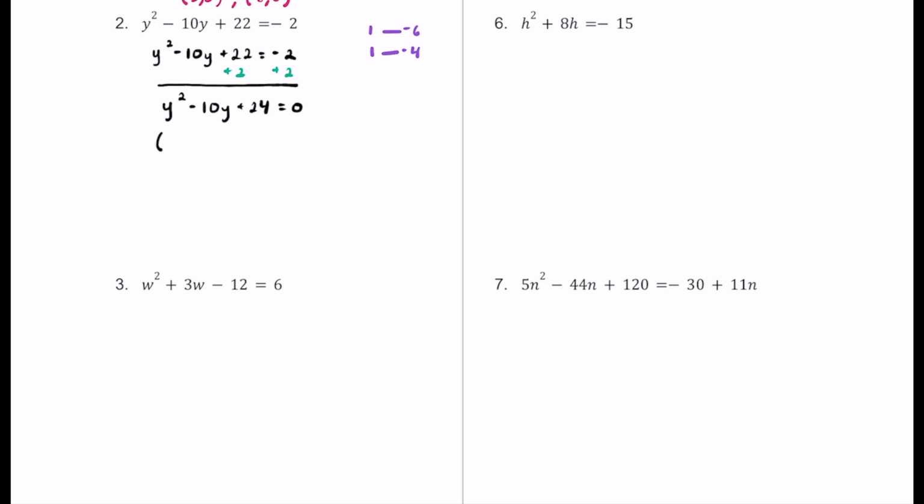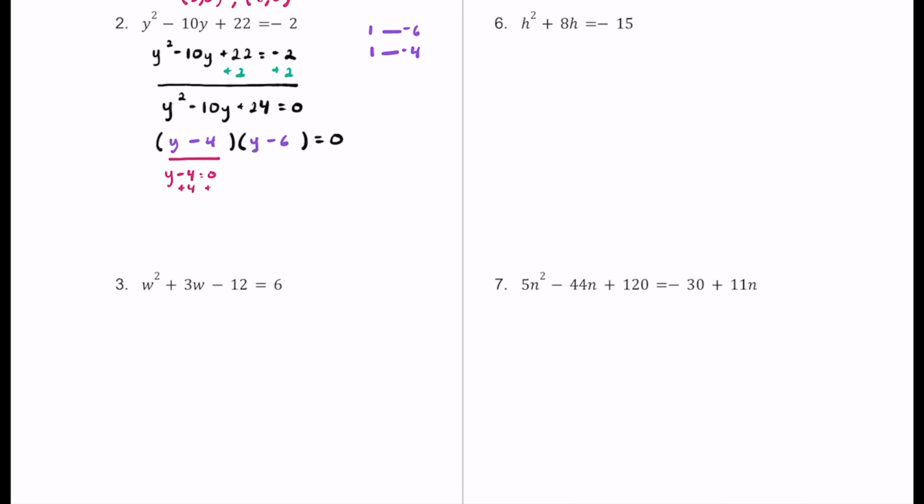So our 2 binomials here, just open them up. And we're going to have 1y and 1y, or just y and y. And then we're going to have a minus 6 and a minus 4. So those would be our 2 binomials, right? Now, what makes these equal 0? Well, for this one, you can set it equal to 0. y minus 4 equals 0.